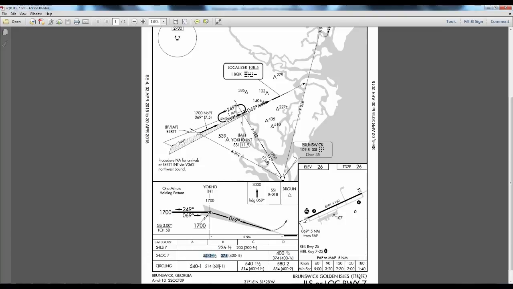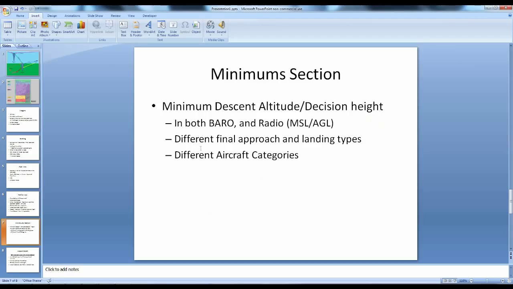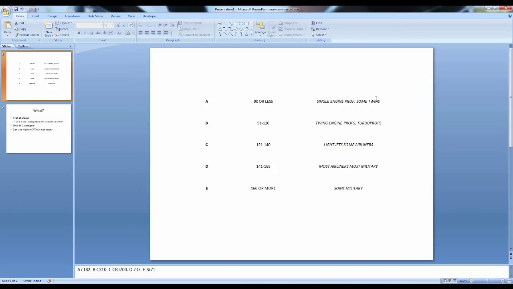400 feet is our minimums. If we're not landing runway 7, we're going to go to another runway, but we're flying this approach, then circling minimums are used. So the minimums are 540, sorry. So yeah, shows the minimums for different final approach and landing types, and also different aircraft categories. Real quick, I want to talk approach categories.